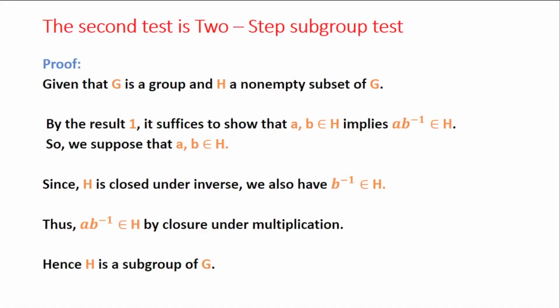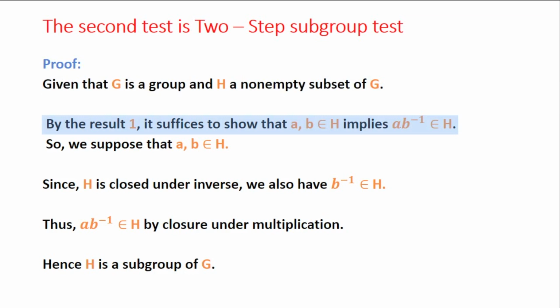That is, let G be a group and H a non-empty subset of G. Then H is a subgroup of G if ab is an element of H whenever a, b are elements of H, that is the closure property, and a to the power minus 1 is an element of H whenever a is an element of H, that is the inverse property.